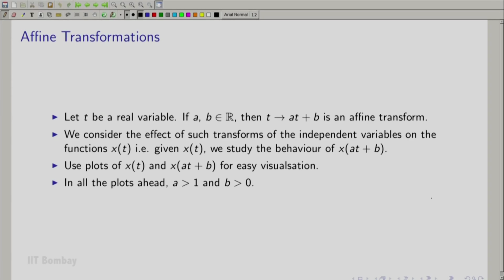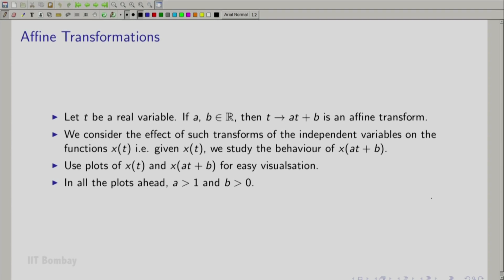So hi, I'm Pratik again, and now we'll talk about affine transformations on independent variables and their effects on the plots of different functions. Here we consider t to be a real variable, and a, b are reals. The affine transformation we define as t goes from t to at plus b, and when the variable goes from t to at plus b, we study the changes which the plot of the function x(t) undergoes.